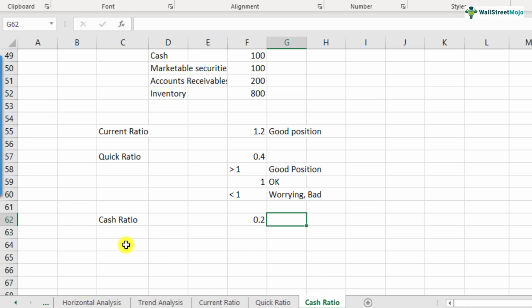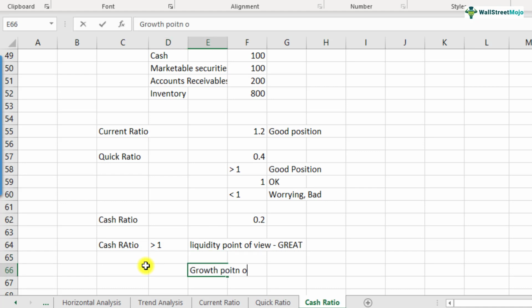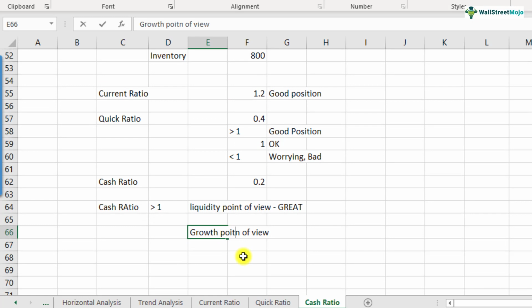Here, what happens is when you have a cash ratio, let's say, greater than 1 for a company which you are analyzing, what does that mean? From the liquidity point of view, the company is doing great, because you will be able to use your cash, which is there in your bank, to pay off your current liabilities. But from the growth point of view, what does it mean? It essentially means that you probably don't have sufficient growth opportunities, right? Because had you had more growth opportunities, you would have rather used this cash in investing in growth projects, which you're not doing right now. You're just sitting on cash.